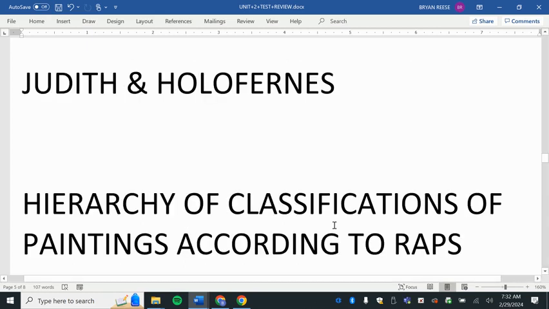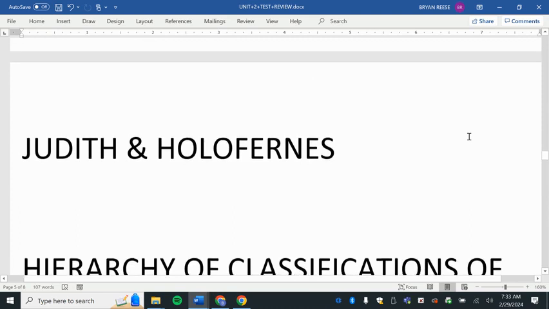Judith and Holofernes will be on the test. I can't remember if it's the story that's on the test or the painting that's on the test. And it very well might be the painting, and you would need to know the artist. And we saw 2 different artists that painted Judith and Holofernes.